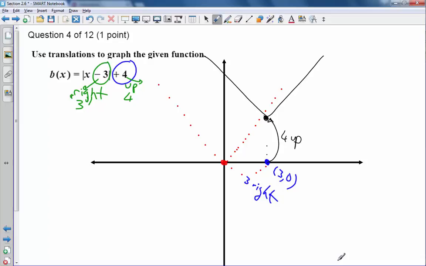This is B of x equals absolute value of x minus 3 plus 4. Okay? So far so good?